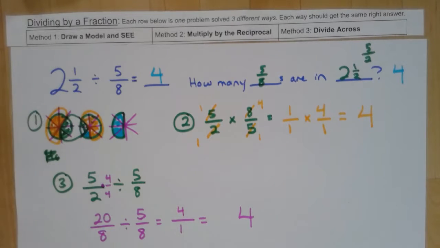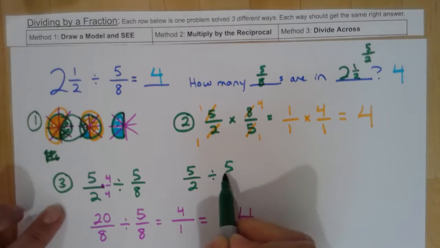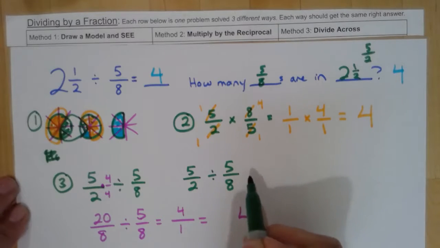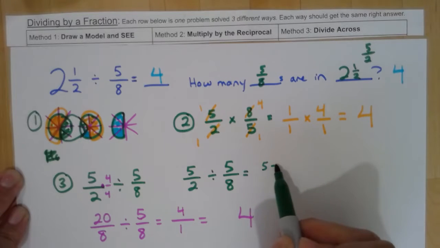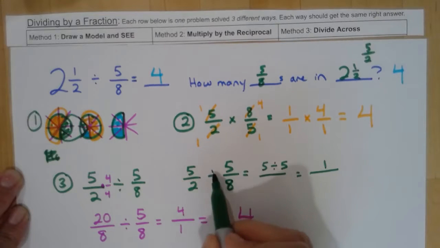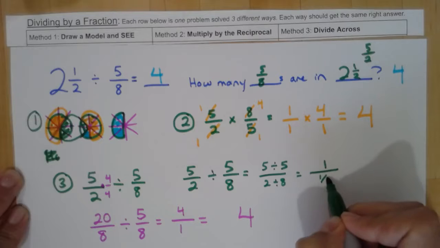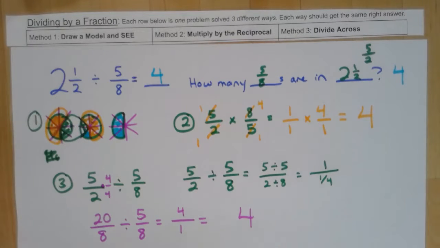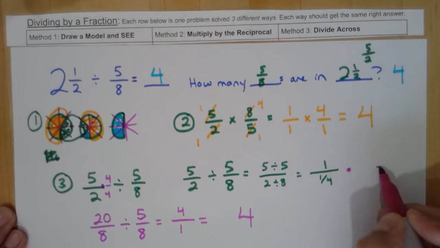We could have divided across back up here when we had 5 halves divided by 5/8. It just would have been a little funkier. Let's see what we would have got. 5 divided by 5 is our numerator, which is 1. And 2 divided by 8 would be in our denominator. 2 divided by 8 is just a quarter, right? It's 1/4. We don't like having fractions of fractions, so instead of having this be a quarter, I'd really like it to just be 1.